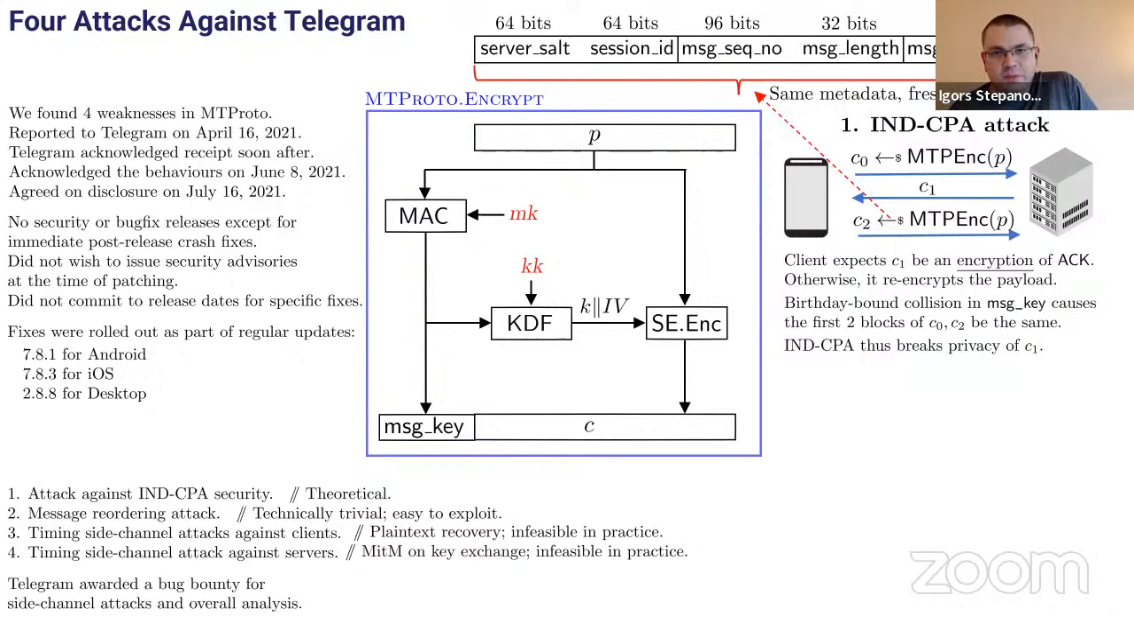if there is a collision in padding across multiple encryptions of the payloads with no acknowledgement in between, then the birthday bound would give you a collision in the message key. A collision in the message key would result in some blocks of the ciphertext being equal. So you would be able to tell whether the ciphertext coming from the server to the client does encrypt an acknowledgement of the receipt of your payloads or not, as an IND-CPA attacker.